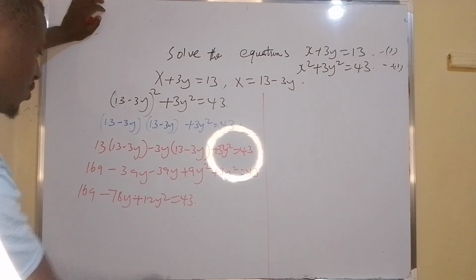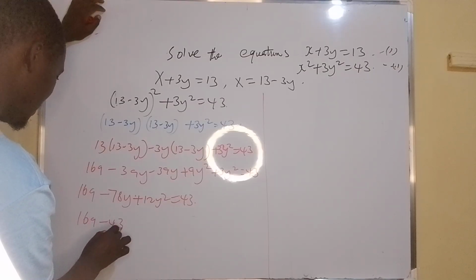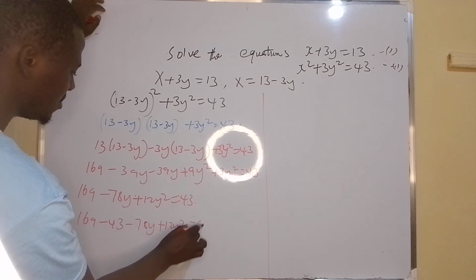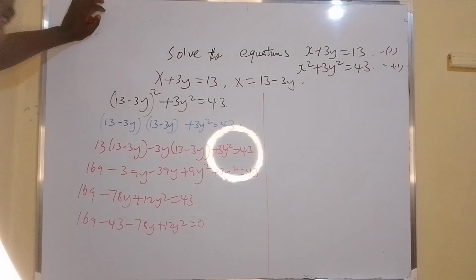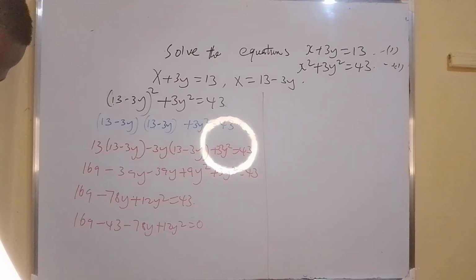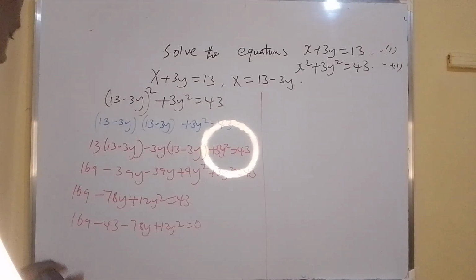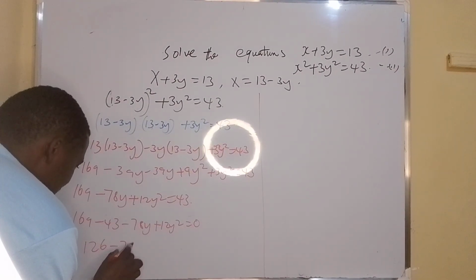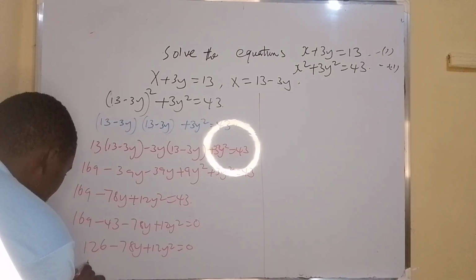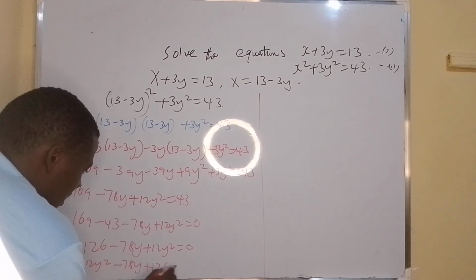So what you do, you combine this and this, equal to 0. We're going 169 minus 43 minus 78y plus 12y squared is equal to 0. When it comes to the other side, the positive becomes negative. So 169 minus 43, we're getting 126. 126 minus 78y plus 12y squared is equal to 0. Rearrange: plus 12y squared minus 78y plus 126 is equal to 0.